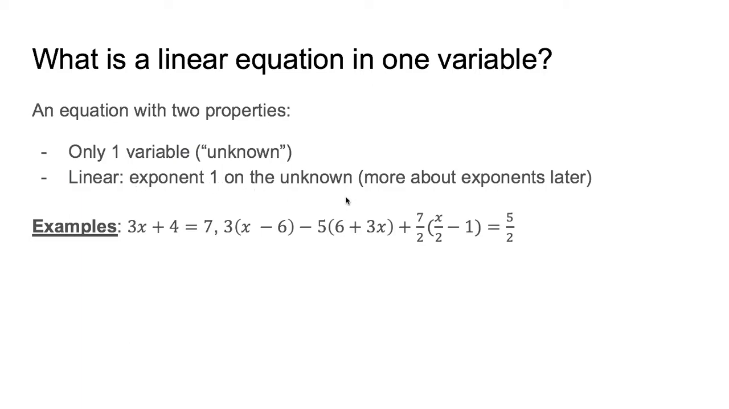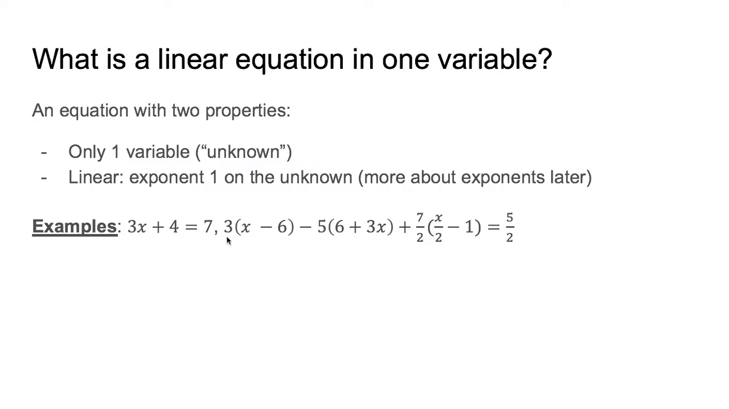Now, it's okay if we're not yet familiar with exponents. Those will be covered in later chapters. For now, we can assume the equations we encounter in this chapter will be linear. So let's take a look at some examples. First, we have 3x + 4 = 7. Here we see that there's only one variable, x, and the x has exponent 1. So this is a linear equation in one variable.